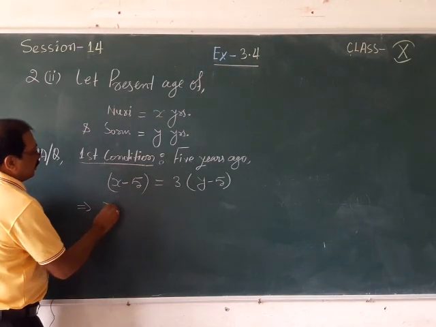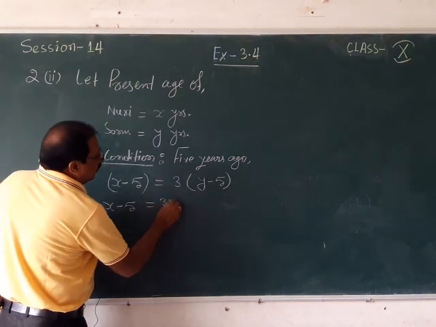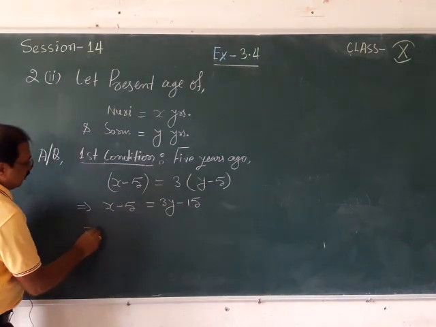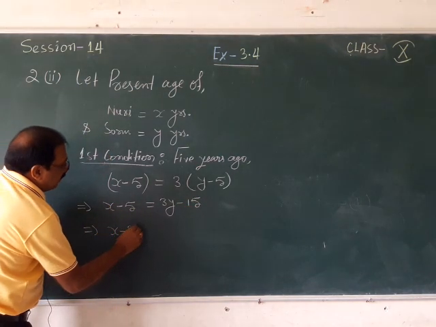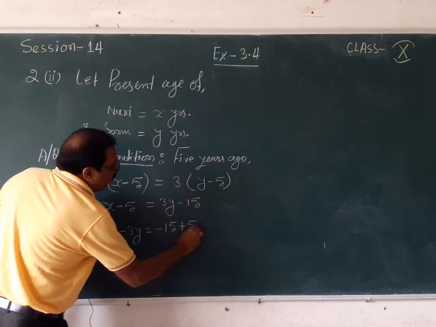Now you just solve it to get the linear equation 3y minus 15. Further it can be written as x minus 3y equal to minus 15 plus 5.